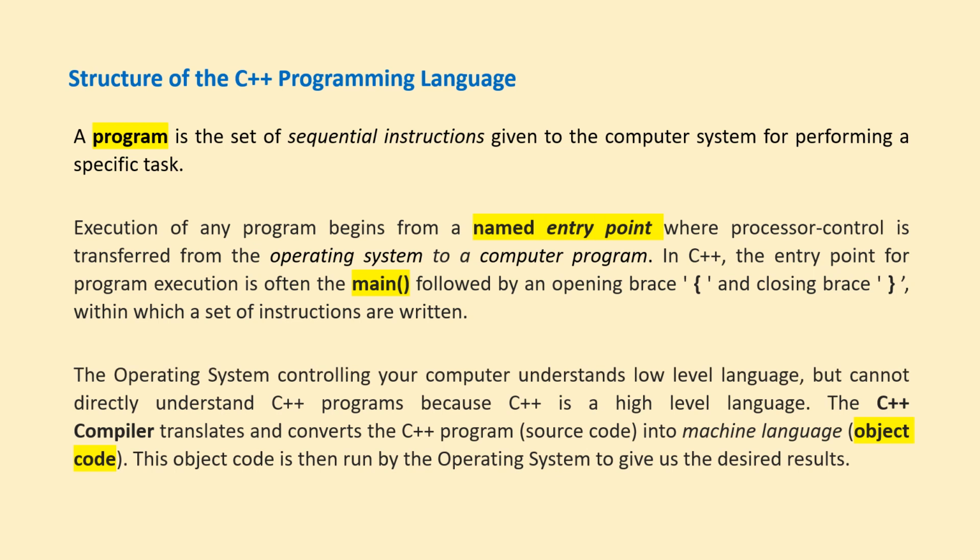The operating system controlling your computer understands low-level language, but cannot directly understand C++ programs because C++ is a high-level language. The C++ compiler translates and converts the C++ program, or the source code, into machine language, or the object code. This object code is then run by the operating system to give us the desired results.